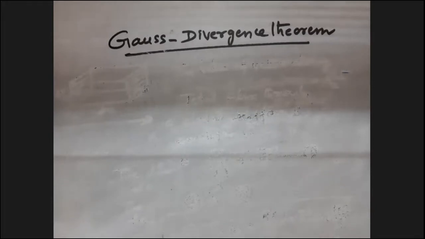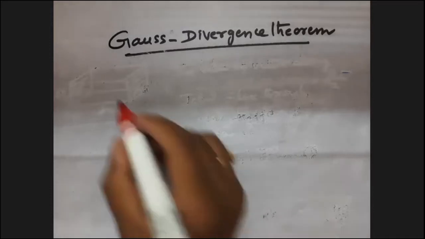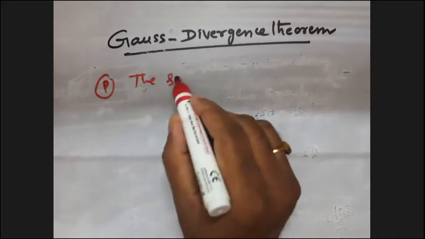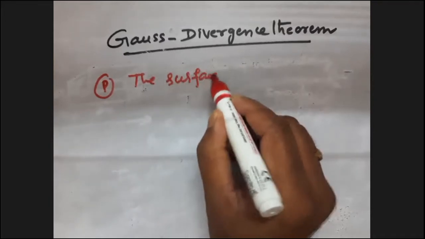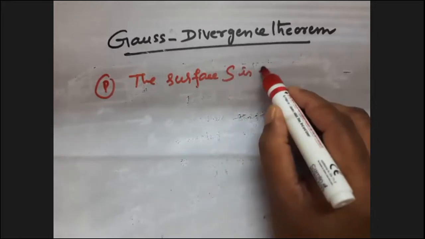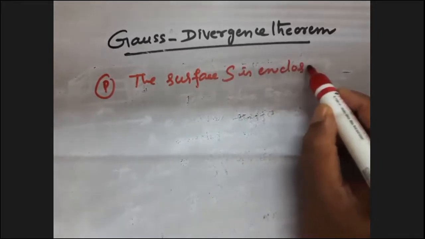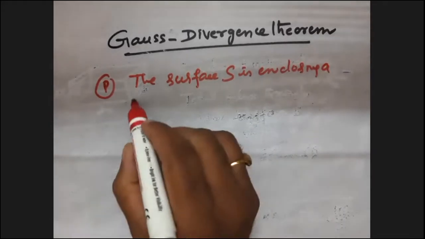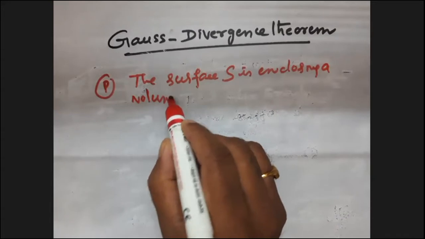So let us solve the problems. The first problem, I'm writing. The surface capital S is enclosing a volume V, capital V.